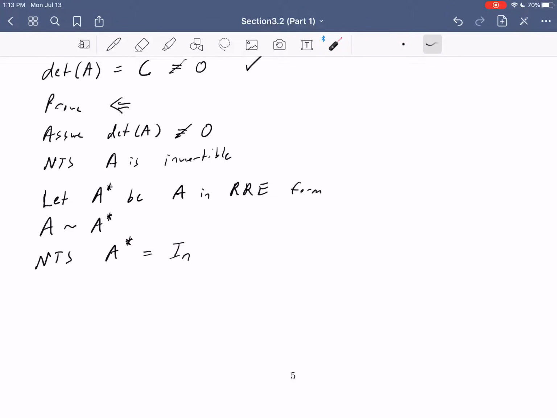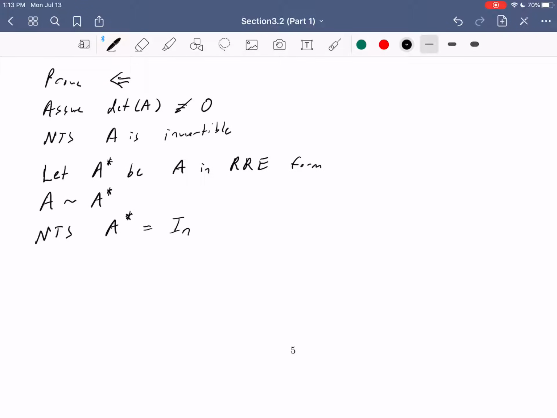Okay, so let's take a look at what that's going to look like here. To do that, we're going to examine what we can say about the determinant here. So we're actually going to do this as a little bit of a proof by contradiction.